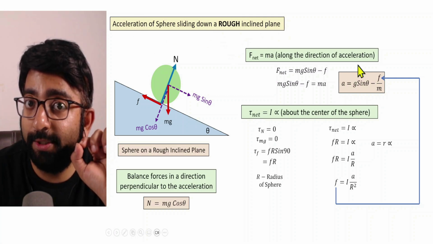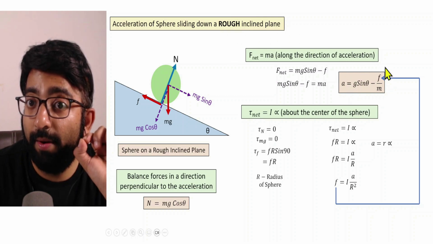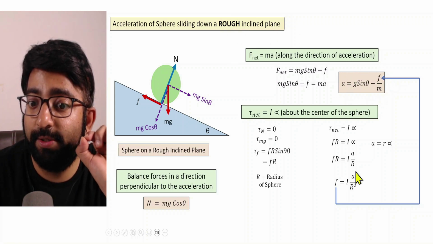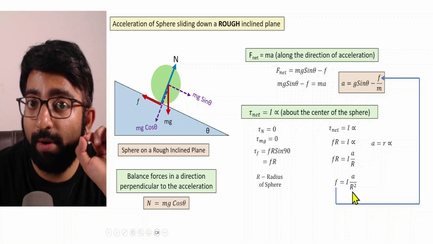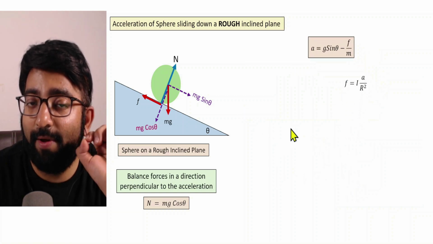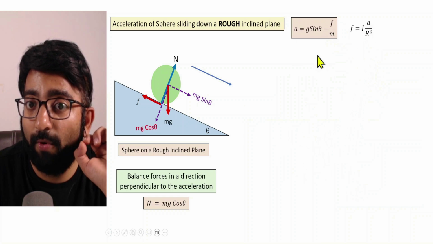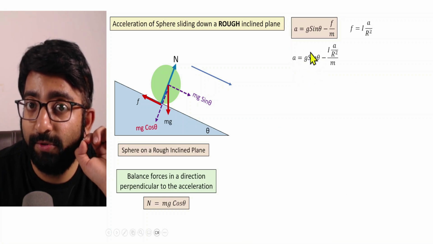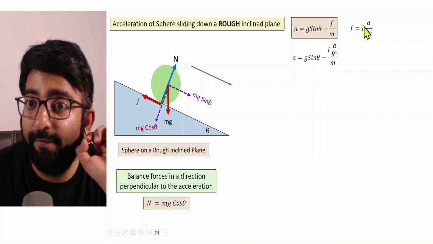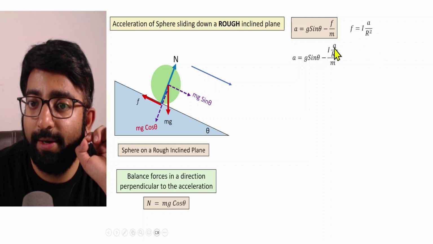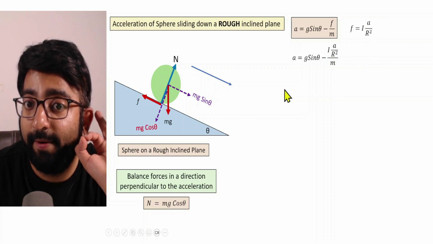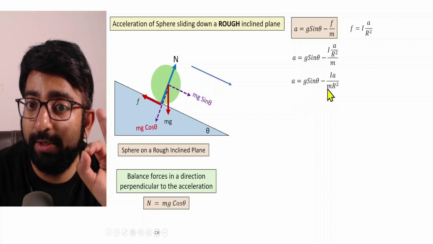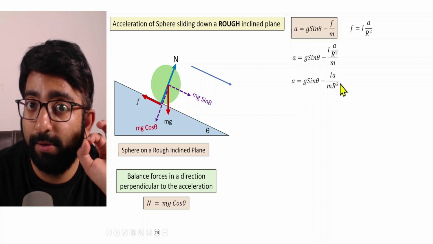We already got one expression of acceleration, but now we are replacing the expression for friction. Friction will be IA upon R square. So let's replace the value of friction using IA upon R square. So the expression will become g sine theta minus F is replaced by this expression IA upon R square divided by M. If we simplify this, we'll get g sine theta minus IA by MR square.